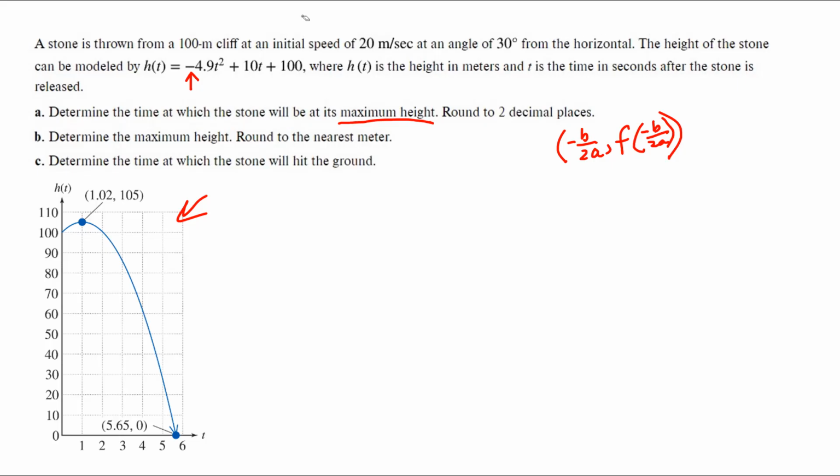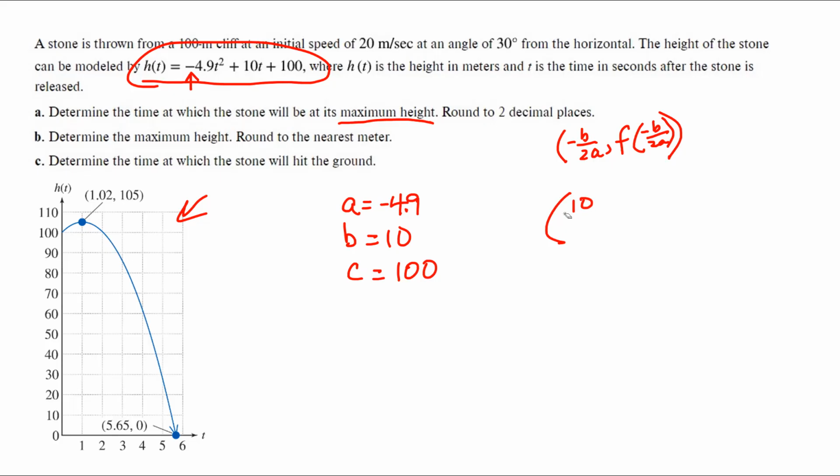All right, so I've got that equation. A is negative 4.9 and B is 10, if we're looking at this as a quadratic equation, and C is 100. Right here, this equation, it is a quadratic. It is a parabola. So to find the maximum height, we need to find the vertex. The vertex can be done by the vertex formula, negative b over 2a, f of negative b over 2a. So b is 10 over negative 2 times negative 4.9. That's going to be our x-coordinate.